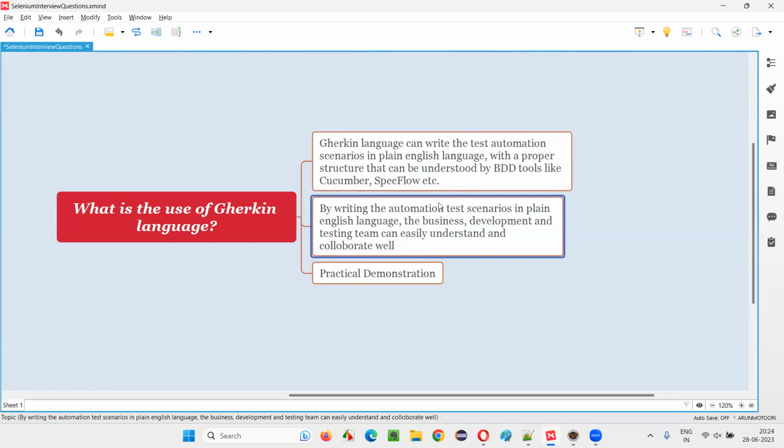So it is connecting the dots between the different types of teams like business, development, testing, and any other team, so that they can collaborate in plain English language. Okay. So hope guys you got the answer for this question.